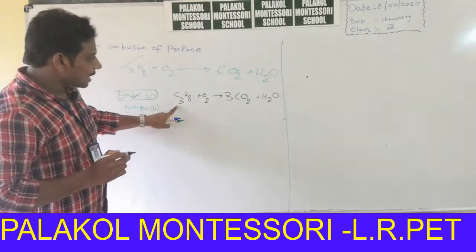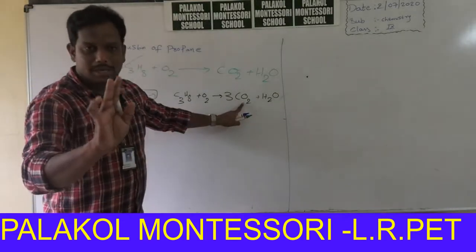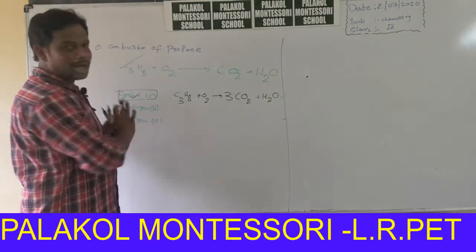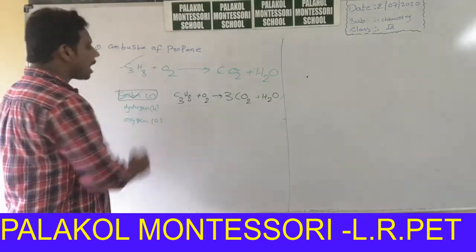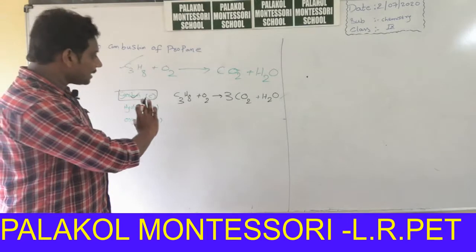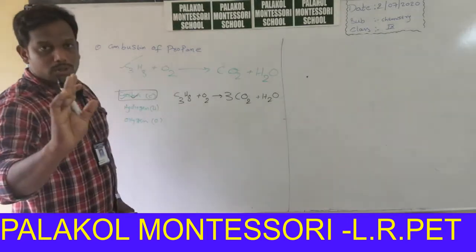Number of carbon atoms are 3. Here also number of carbon atoms are 3. Okay, we balanced carbon atoms. Now we go for hydrogen or oxygen. Now I go for hydrogen atoms. Now I will balance hydrogen atoms.